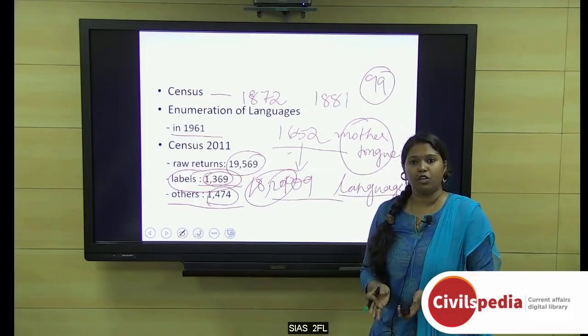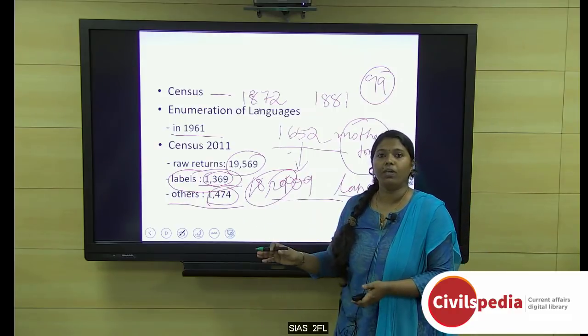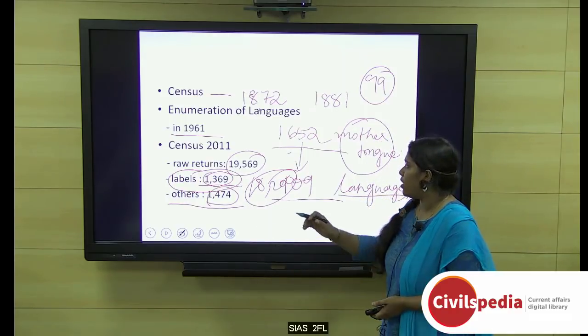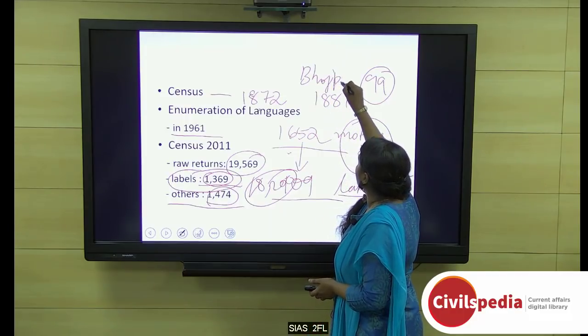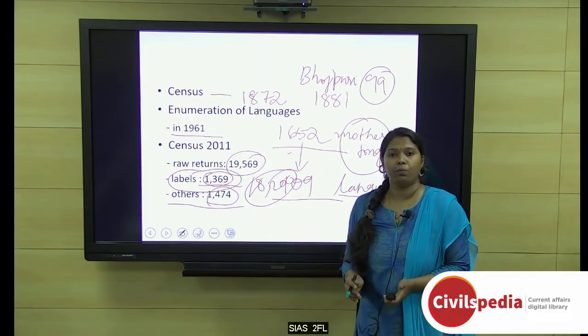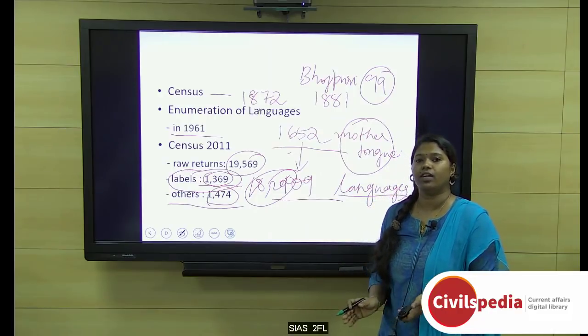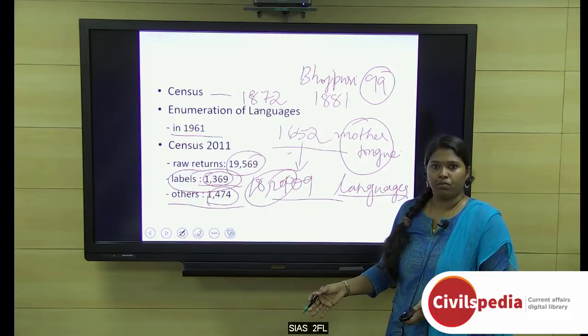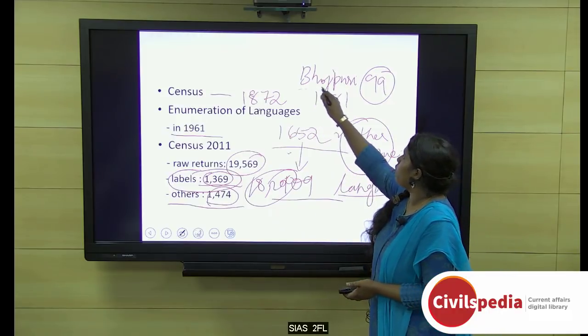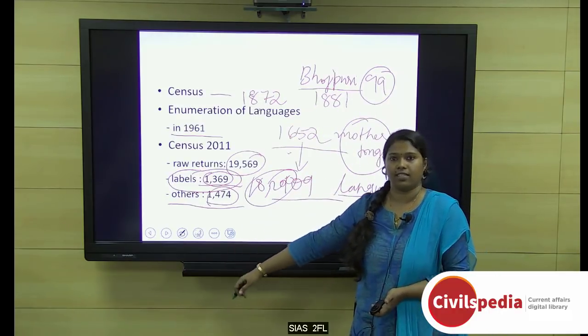The problem with this enumeration is that the grouping itself has a lot of problems. For example, languages like Bhojpuri, which is spoken by around 5 crore people, and which has its own literature, theatre and cinema, has been included in Hindi. So this shows that these people are not given proper representation in the census.